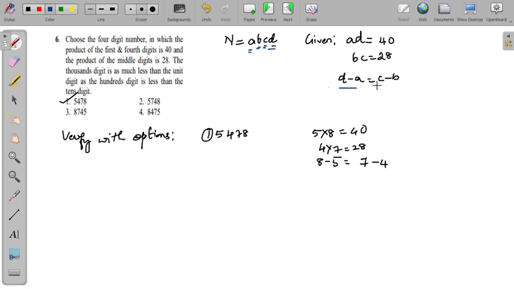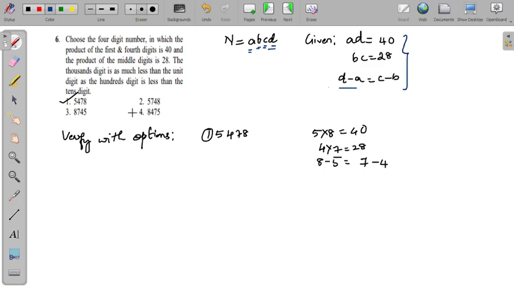So D minus A should be equal to, similarly, the units digit as the hundreds digit is less than the tens digit. The hundreds digit is B, the tens digit is C, so C minus B. So D minus A equals C minus B. These are the given data, so you can verify with the options.